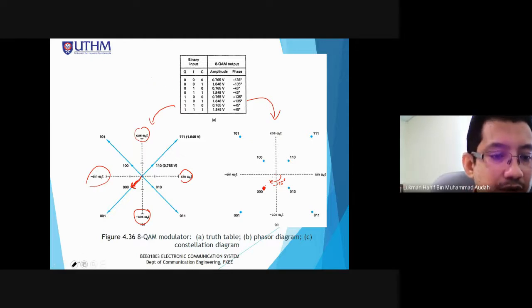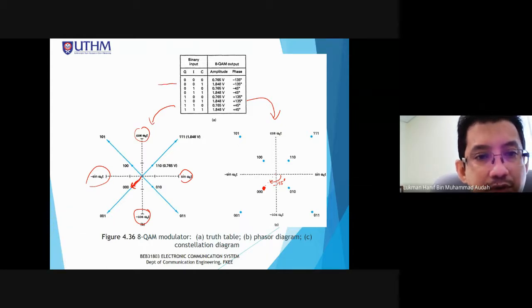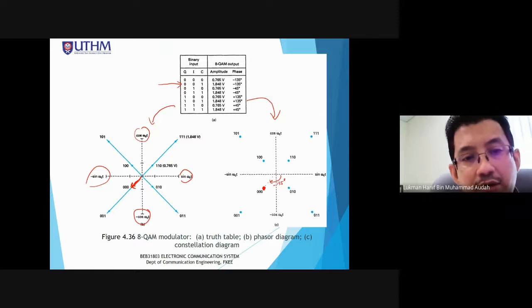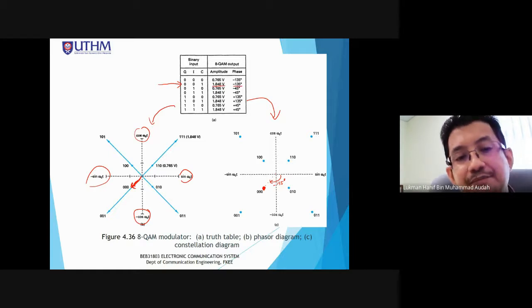So now we look at the second input, which is this one, 001. We managed to produce amplitude 1.848 volt and the phase is minus 135.